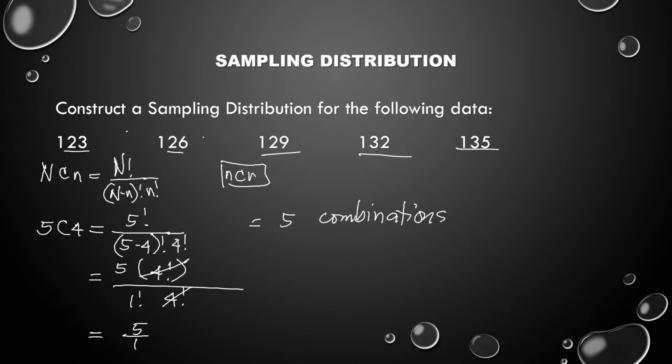Now, the first step in constructing the sampling distribution is for us to know the population mean. Why do we need to go through finding the population mean?